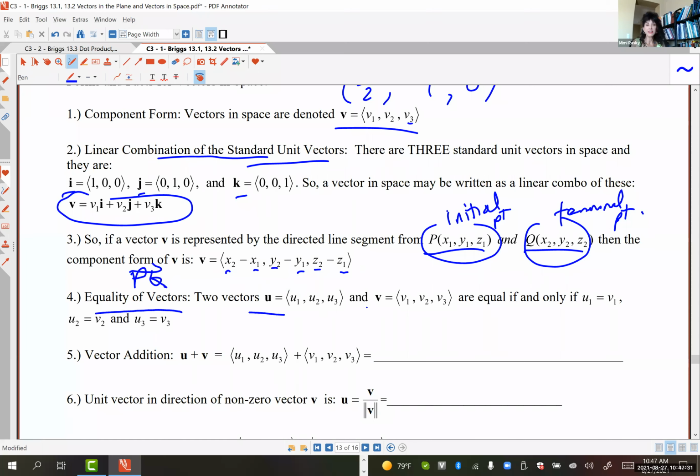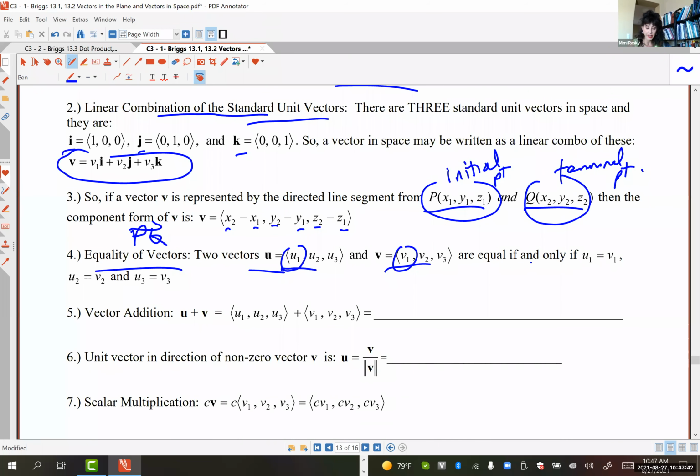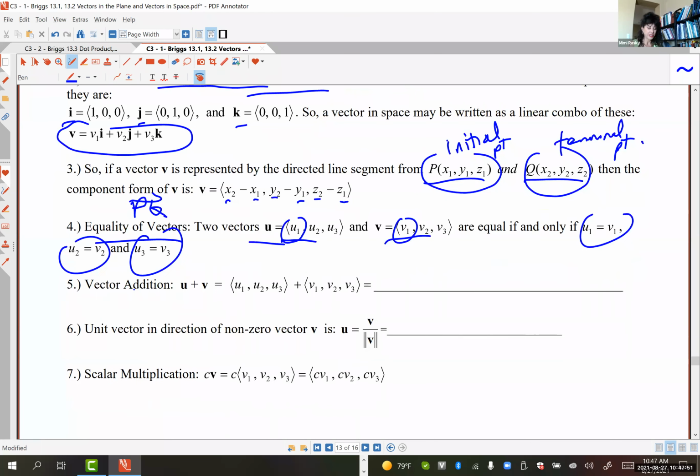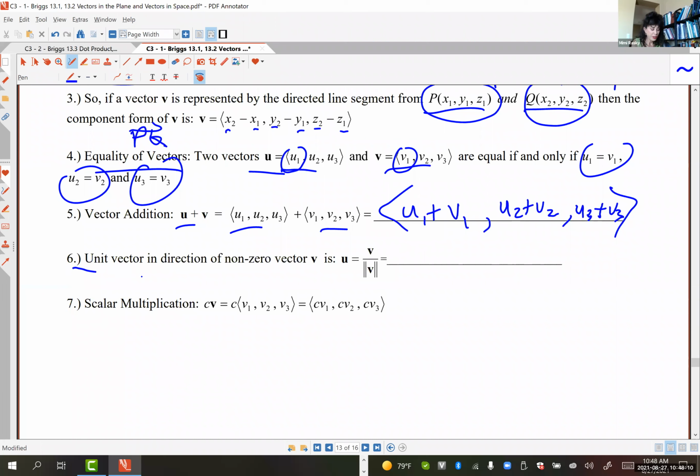Equality of vectors. We did this earlier this week. If you've got 2 vectors and somebody says they're equal, then you can be assured that their components all have to match. They have to. Guaranteed. Okay, vector addition. Similar to 2D, if you're being asked to add 2 3-dimensional vectors with each other, you'll get a resultant vector. X component is just the sum of the X components of the original vectors, U1 plus V1, comma, U2 plus V2, comma, U3 plus V3. Boom, we're done.